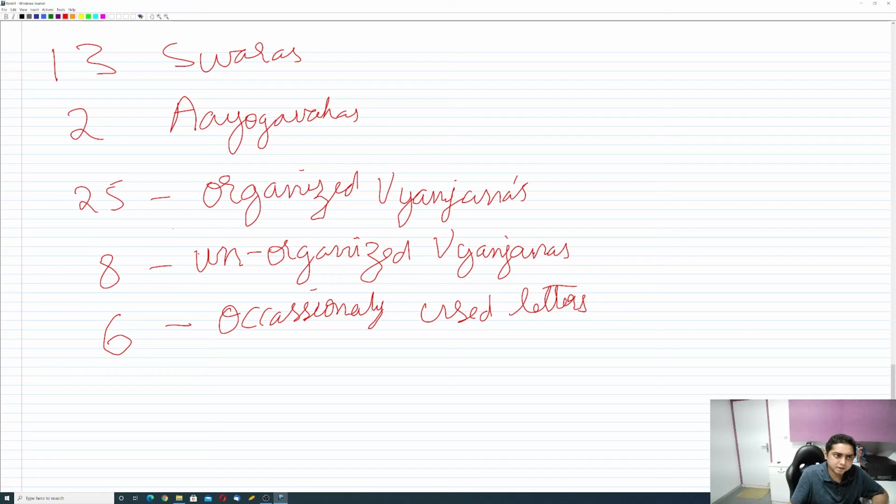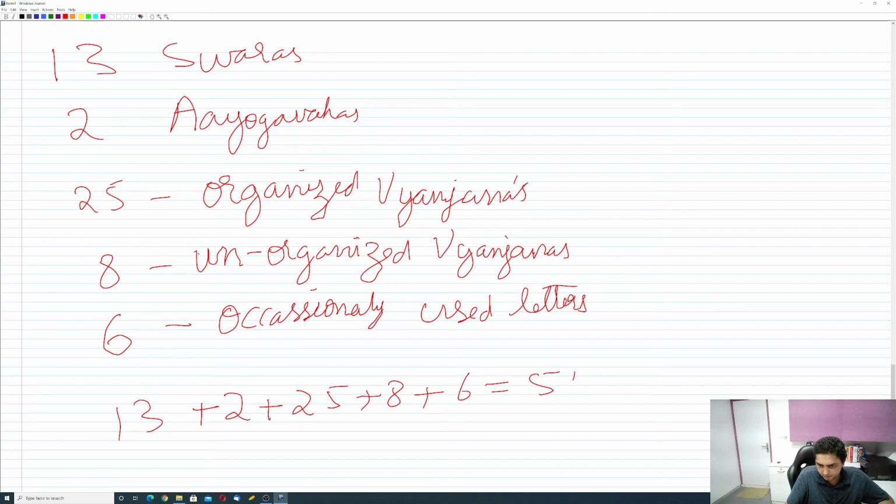So if you count the total number of letters in the Sanskrit alphabet, you do this: 13 Swaras plus 2 Ayogavahas is 15, plus 25 Vyanjanas is 40 letters, plus 8 Avargiya Vyanjanas or unorganized Vyanjanas is 48, plus 6 occasionally used letters gives 54. So there are 54 letters in total in the Sanskrit alphabet.